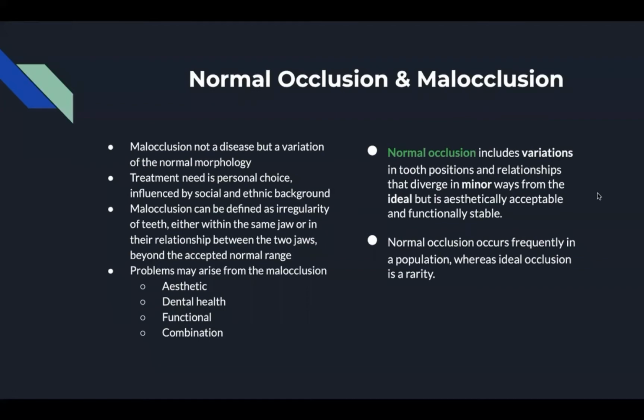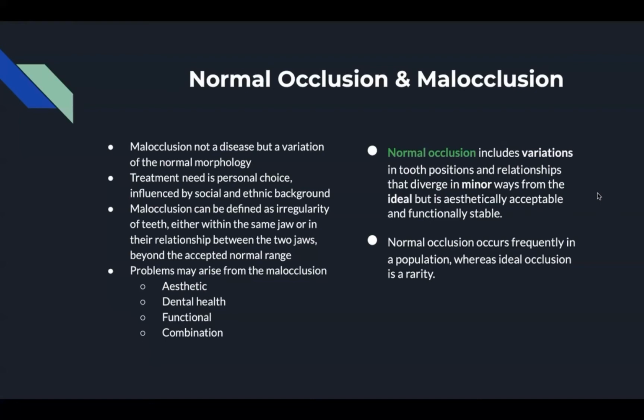So there is no need for treatment, which we always have to keep in mind when we ask patients to go for orthodontic treatment, that is, only if there is any need. And here you understand why we are going to discuss the index of orthodontic treatment need so much, because we need to understand whether it's normal or abnormal. Normal occlusion frequently occurs in the population, whereas ideal occlusion is completely rare.